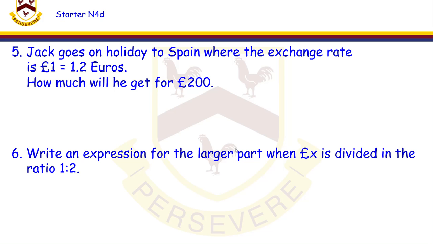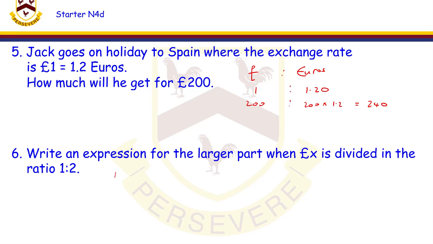Okay, so Jack's on holiday in Spain. Exchange rate is £1 equals 1.2 euros. So I always write it down like this, pounds to euros. And that's £1 to 1.20. So £200 is going to be 200 times 1.2, which will give me 240 euros. And the last bit, I've got to divide X pounds in a ratio of 1 to 2. Any answers out there?